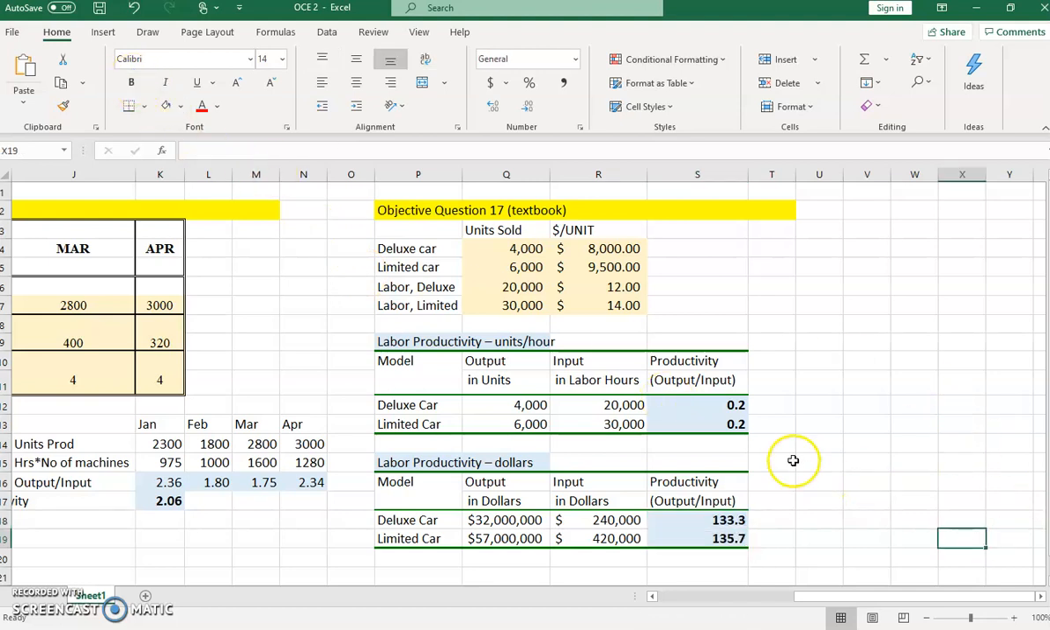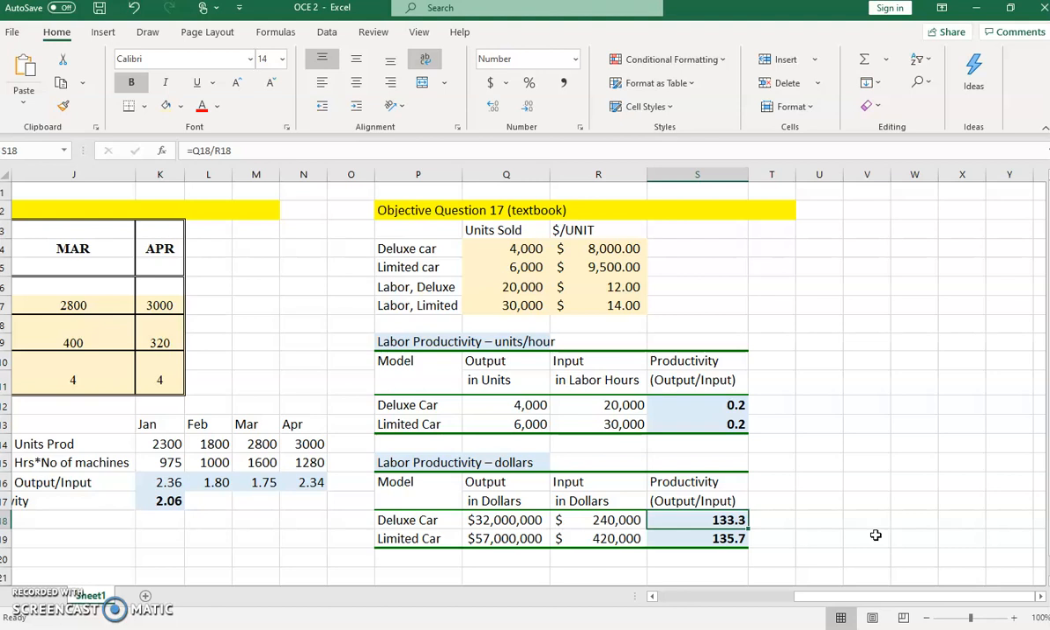Now let's take a look at it. The labor productivity in units per hour is pretty much the same for deluxe or limited car, so it doesn't have much difference in productivity. For the labor productivity in dollars, there is a small difference. The productivity is better for the limited car than the deluxe car, just a little bit, not much, but the limited car is a little better than the deluxe car. So that's how you can compare.